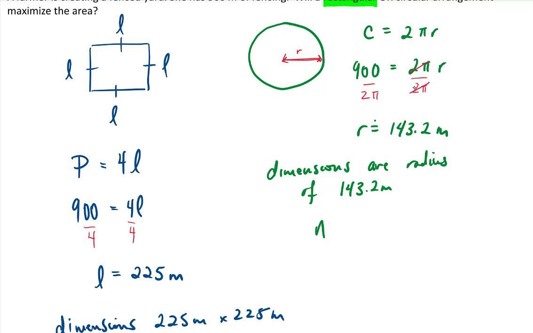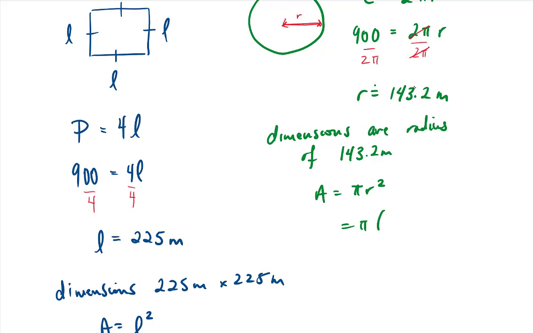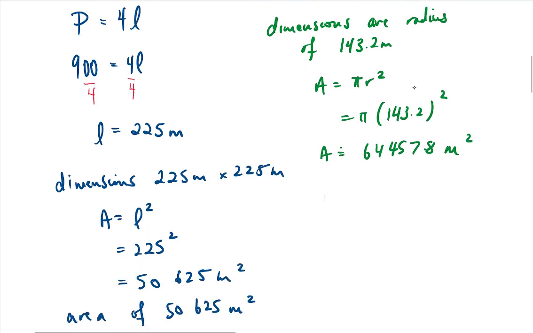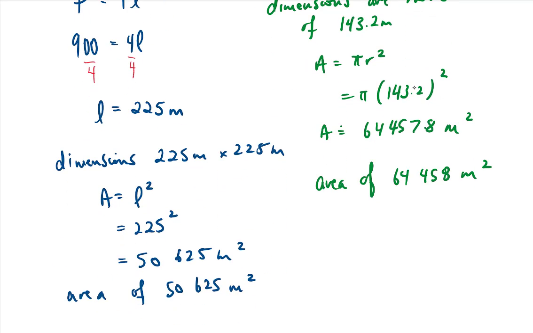If we want the area of the circle, if we look back at our formula sheet, that's pi r squared. So this is pi times 143.2 all squared, which gives us approximately an area equal to 64,457.8 meters squared. And if you look at the two areas that we end up with, we see that a circle will optimize the area given a fixed perimeter better than a square.